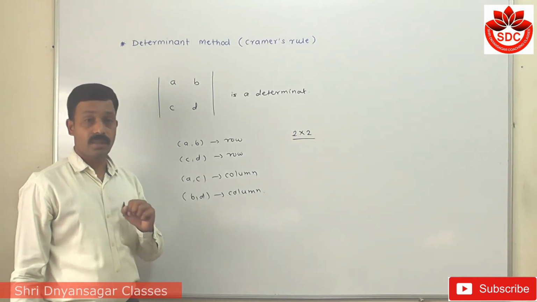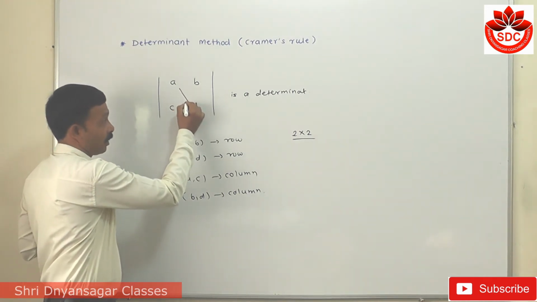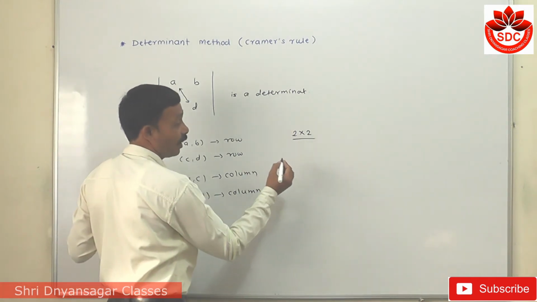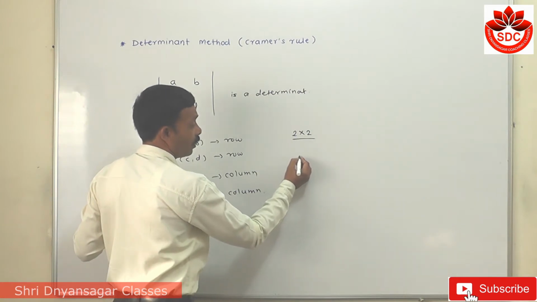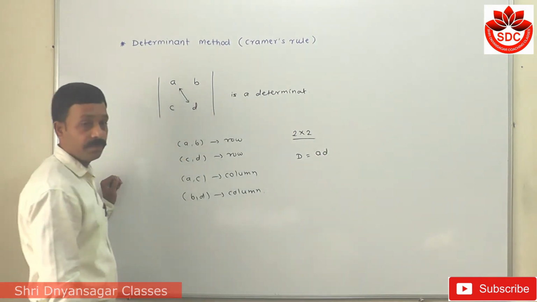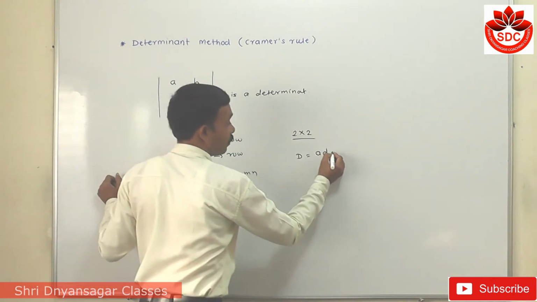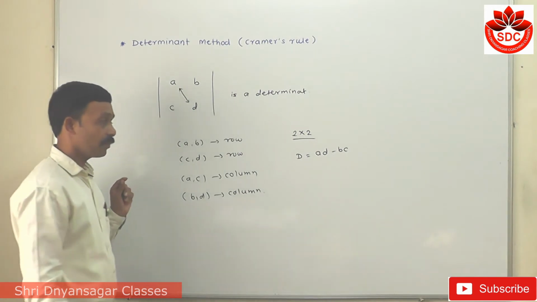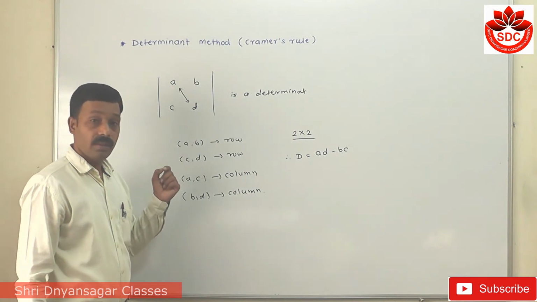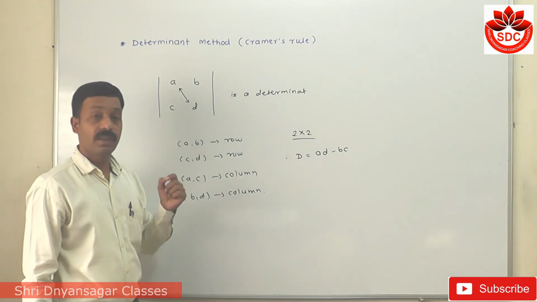The process of finding the value of a determinant is that you always take the cross product. D is equal to the cross product AD, that is A into D, minus the product BC. This is the value of any determinant. This is the rule given by the Swiss mathematician Cramer, so it is called Cramer's or the determinant method.